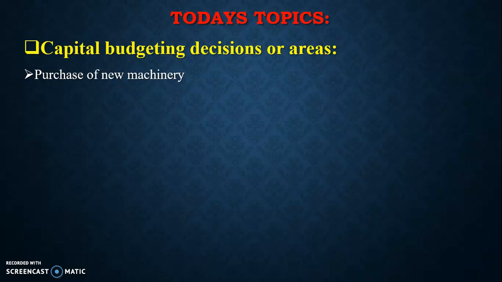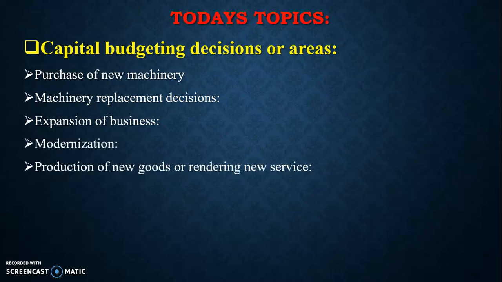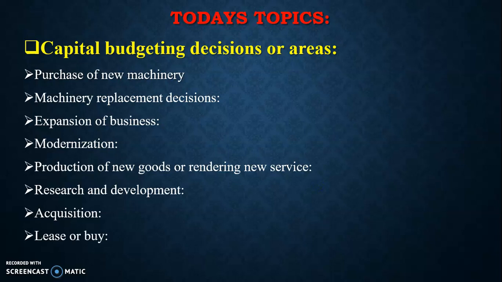These topics are decisions made by financial managers. There are purchase of new machinery, machinery replacement decisions, expansion of business, modernization, production of new goods or rendering new services, research and development, acquisitions, lease or buy, obligatory and welfare. Let's go into the details.